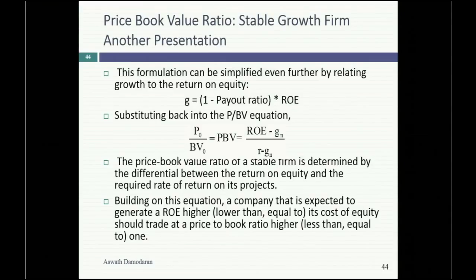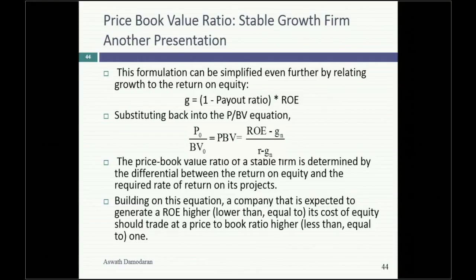If I plug that back into the previous page, I end up with a price to book ratio for a company that is actually even simpler than that stable growth model. The price to book ratio for a company is the return on equity minus the growth rate in the numerator and the cost of equity minus the growth rate in the denominator. So think of what I've just said. For a company to trade at book value, what has to be true about its return on equity? The return on equity has to be equal to the cost of equity. That's it. If your return on equity is equal to your cost of equity, you're going to trade at book value.